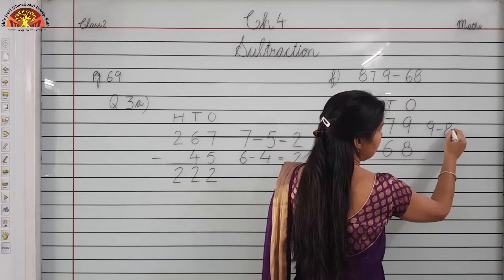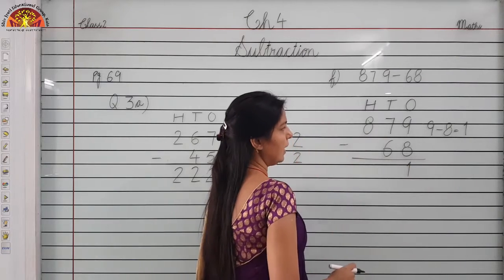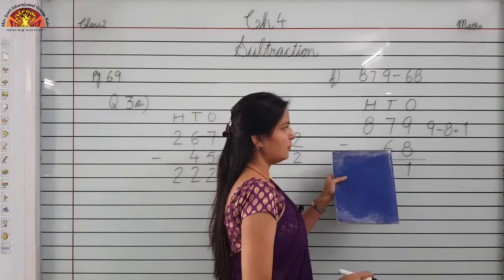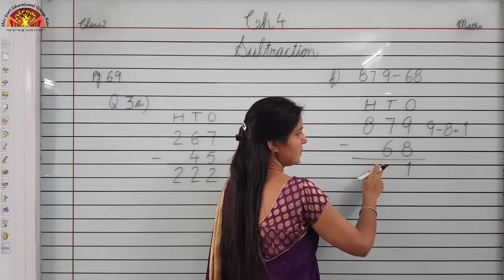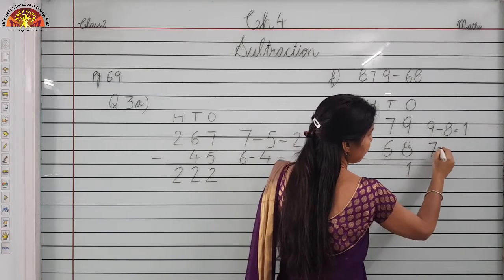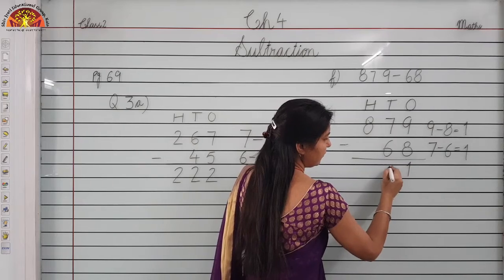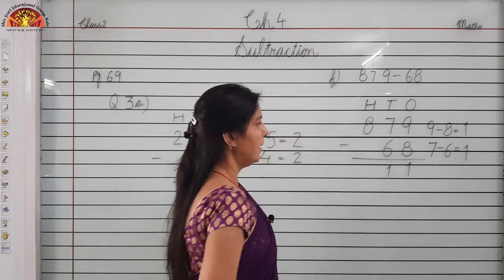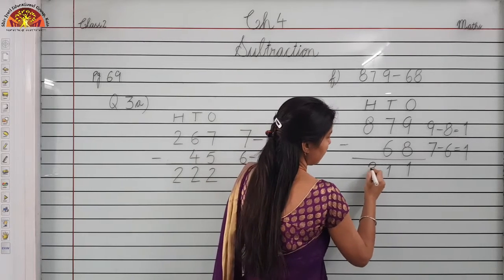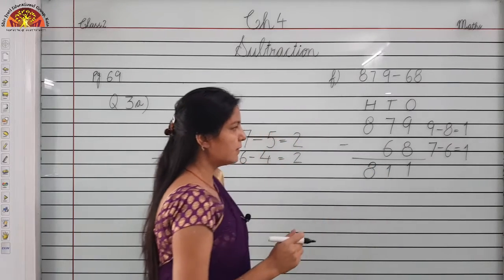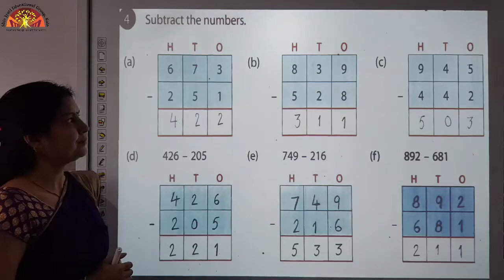9 minus 8 is equal to 1. So we will write 1 under it. After subtracting the numbers which are at ones place, we will subtract the digits which are at tens place. These are 7 minus 6 equal to again 1. So we will write 1 below the tens place. And here there is no number, so we will write 8 as it is. So after subtracting these two numbers, we get the difference 811 here.